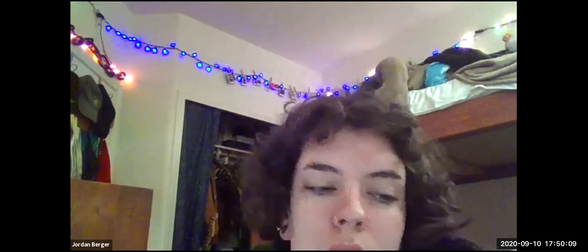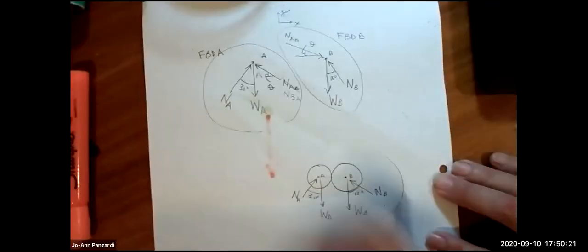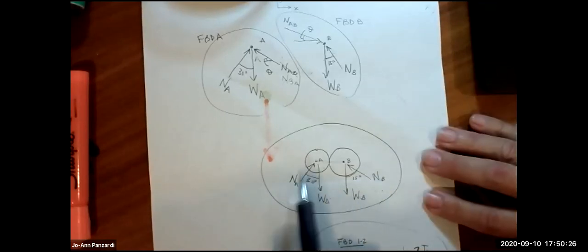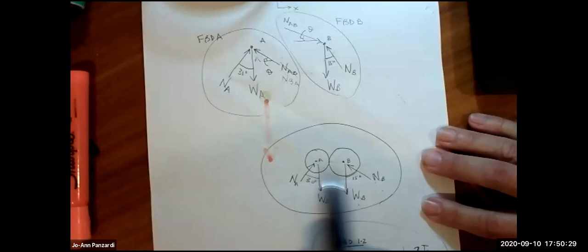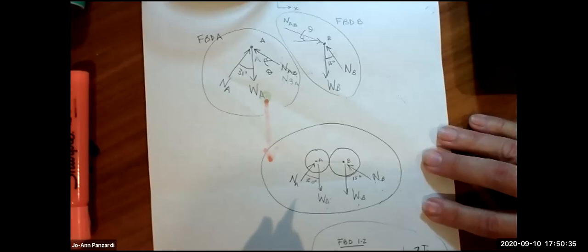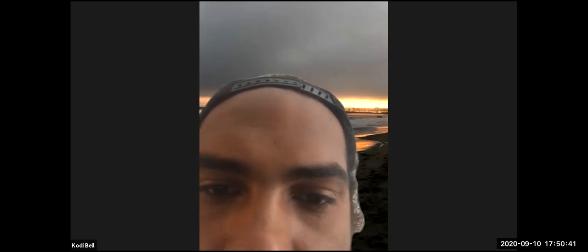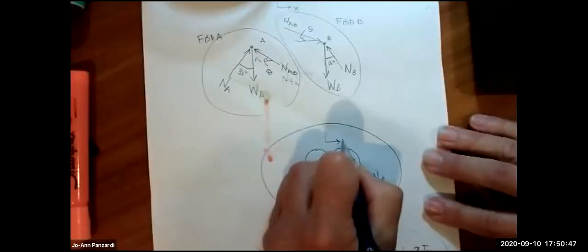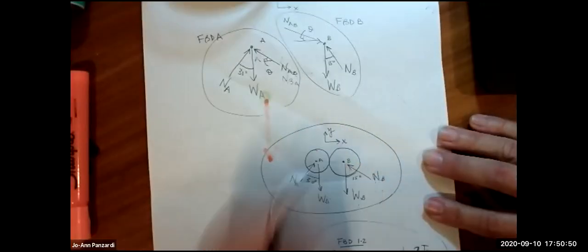Yep. And what else? What's missing? Cody, what do I have missing in this free body diagram? I drew the normals, I drew the weights, I drew the bodies, but what's missing? What do I need in a free body diagram? Would it be the tensions? I'm gonna have to pass actually. Okay, the axes. Your axes.